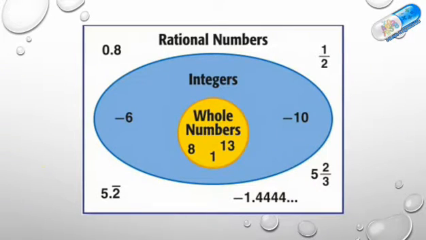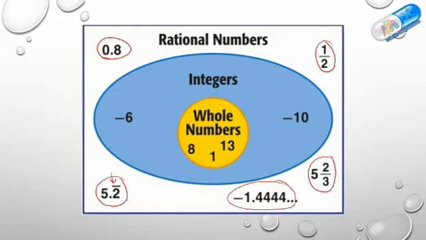Look here at this diagram. This diagram explains that rational numbers can contain, as you see here, decimals, can contain fractions, can contain a decimal like this with bar notation, and we will explain what a bar notation is later. And it can also contain a negative decimal number. It can also contain a mixed number. It can also contain integers like -6 and -10.